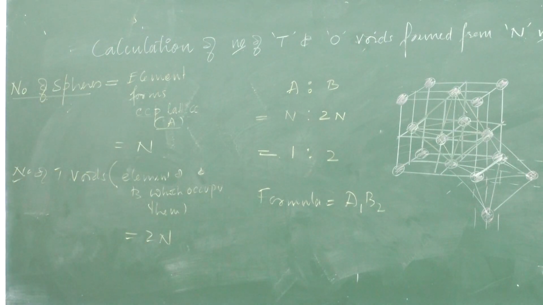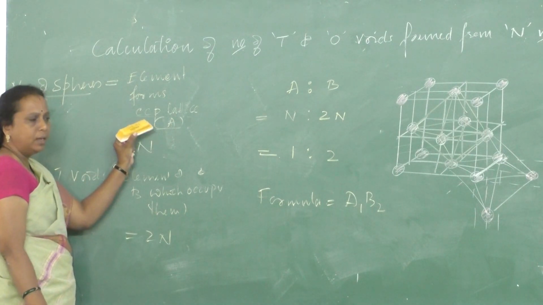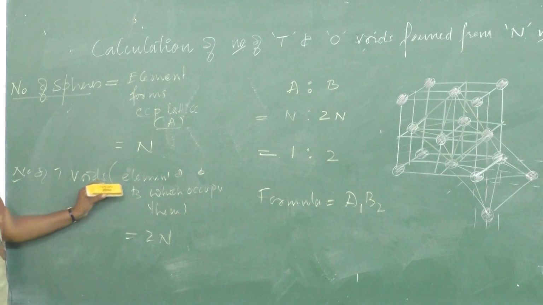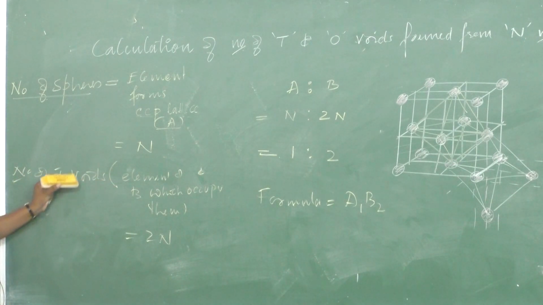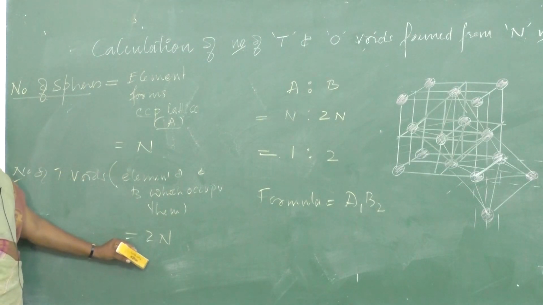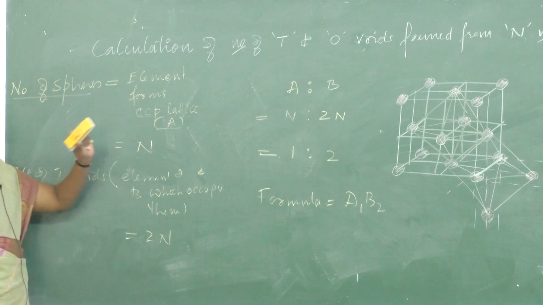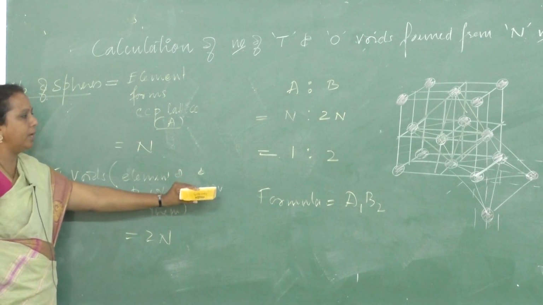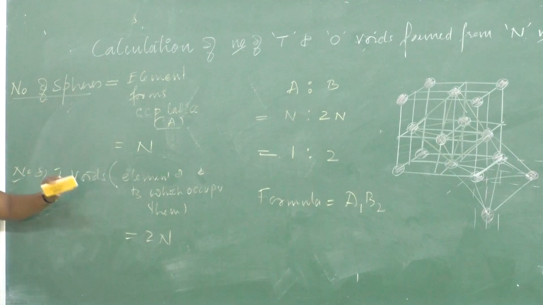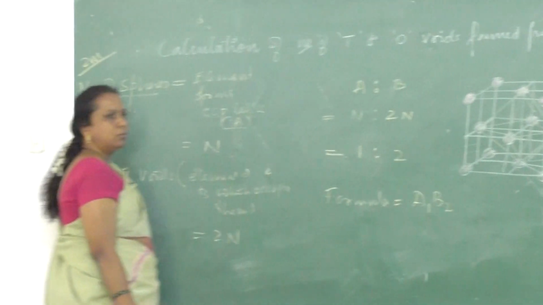Got it? Whatever the element which forms a CCP, BCC or HCP, you should take it as n. The element which occupies the T-voids or O-voids: if the number of T-voids is 2n, or the number of O-voids is n, then you write the ratio of the two atoms, substitute the values, simplify and get the ratio. The formula of the compound is A1B2 or AB2. This kind of question you can expect in the theory exam for 2 marks.